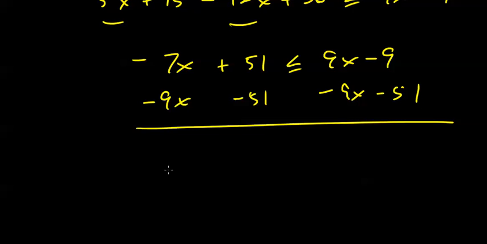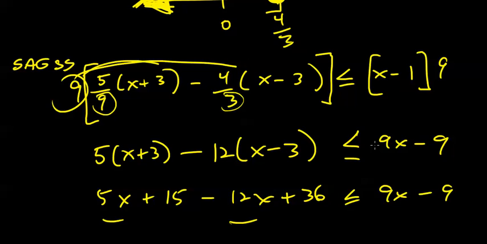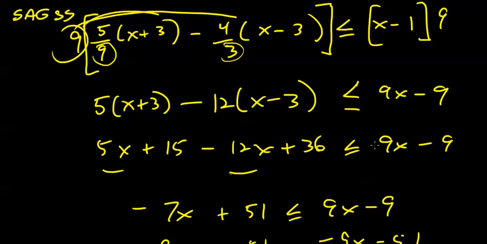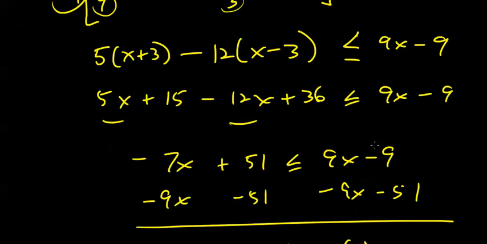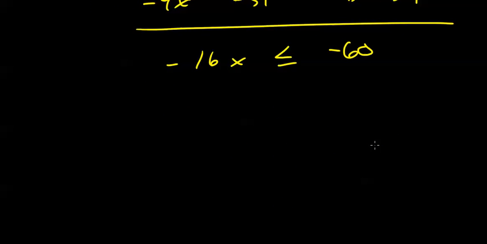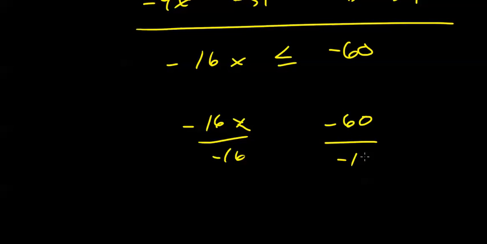And I'll get a minus 16x on the left is less than or equal to negative 60 on the right. And notice I have not changed the arrow. If I look at my original inequality, in all this work I did not multiply or divide by a negative, at least not yet. Alright, now I'm going to divide both sides by negative 16 to solve for x, right? And now I reverse the arrow.